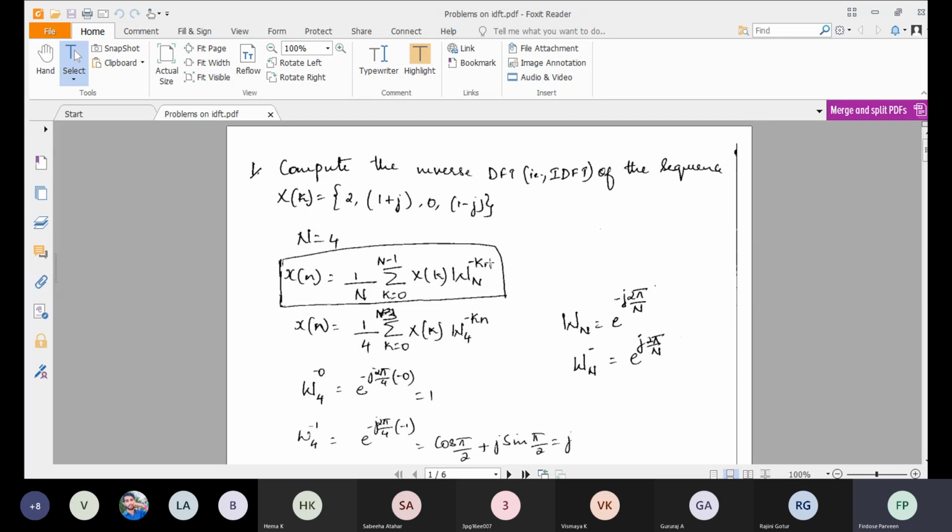Okay. So in DFT what was it? It was x of k is equal to summation n is equal to 0 till N minus 1, x of n, W_N to the power of kn. So now x of n is equal to 1 by 4 summation k is equal to 0 till 3, x of k, W4 to the power of minus kn. N is nothing but 4 here, so we have put 4 here. And here N minus 1, that is 4 minus 1, it is 3.